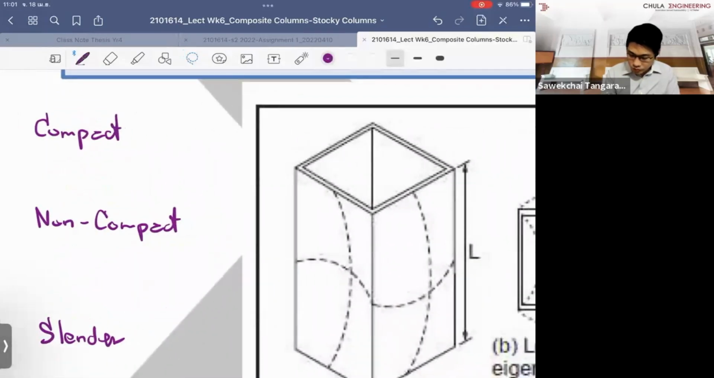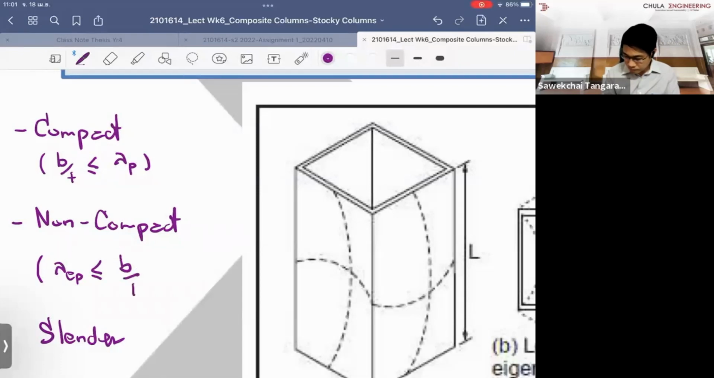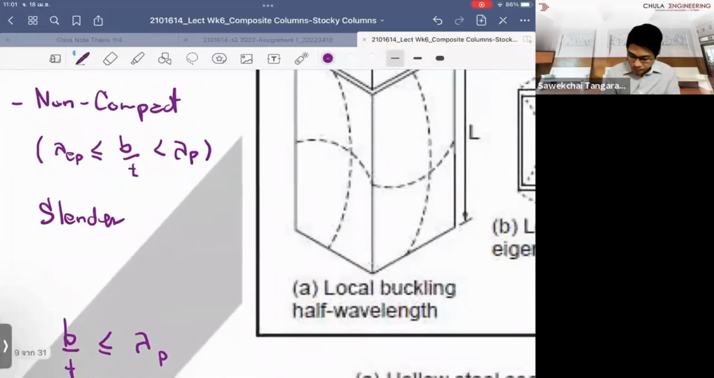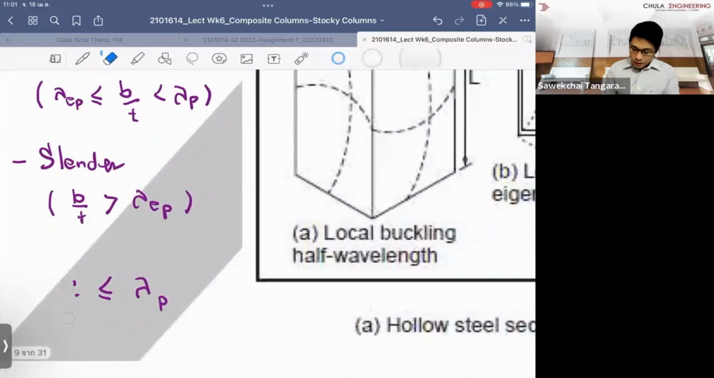So we use ratios. If it's less than or equal to lambda p, it is a compact, and if it sits between lambda p and lambda r, it is a non-compact, and if it sits above lambda r, we call them slender sections.